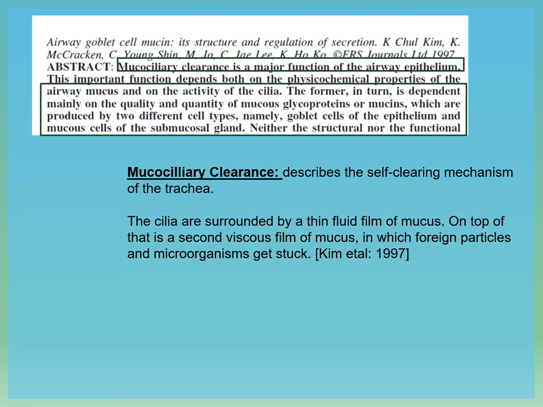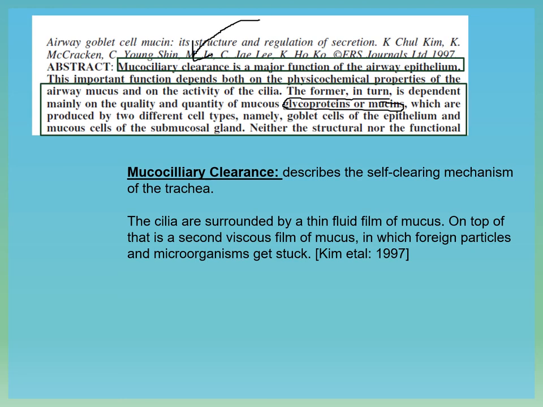Another few quotes that I found in my research: mucociliary clearance is a major function of the airway epithelium. Basically, it's clearing the airways. Basically, airway mucus depends on the activity of the cilia. The former, in turn, is dependent mainly on the quality and quantity of mucus glycoproteins or mucins, which are produced by 2 different cell types, namely goblet cells and epithelium. So really we've come across a couple of new terms there, glycoproteins and mucins.